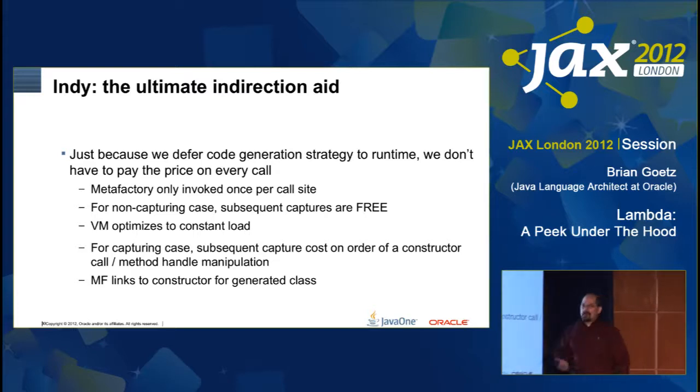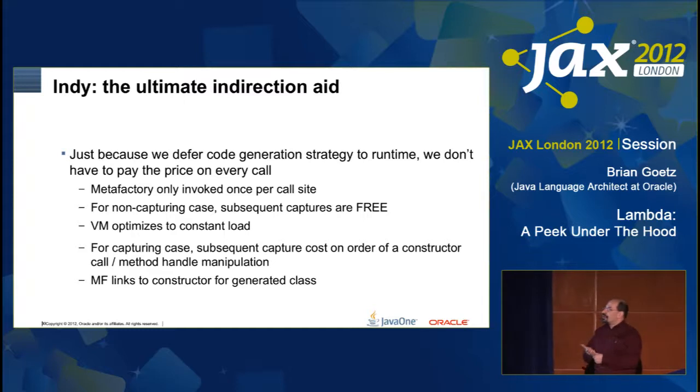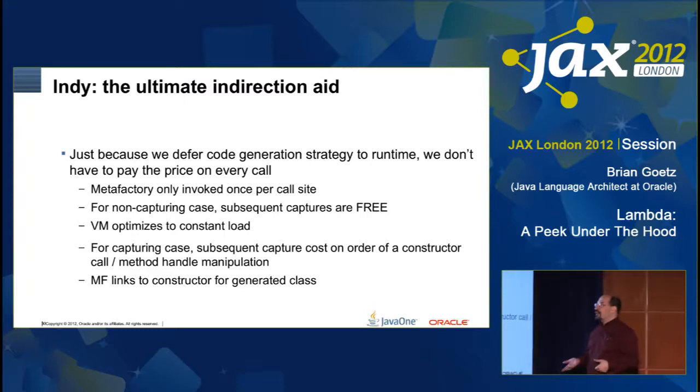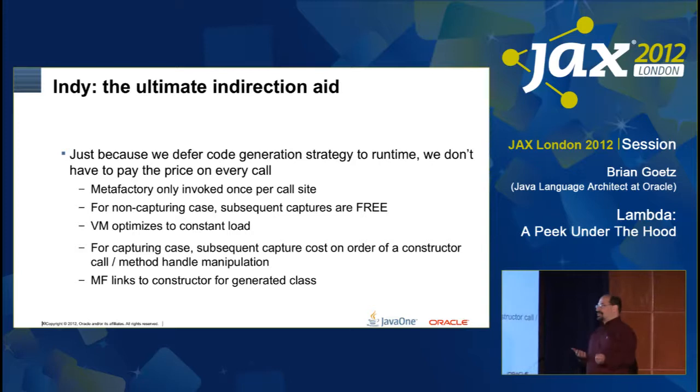Every problem is soluble by one level of indirection. Well, Indy is our indirection aid. So we deferred the code generation strategy to runtime, but we're not paying the price of that on every call. We're only paying the price on the setup. The meta factory only comes into play once per lambda capture site. And in the non-capturing case, subsequent captures cost us nothing. The VM optimizes it down to a constant load. And in the capturing case, the subsequent capture cost is basically invoking a constructor.